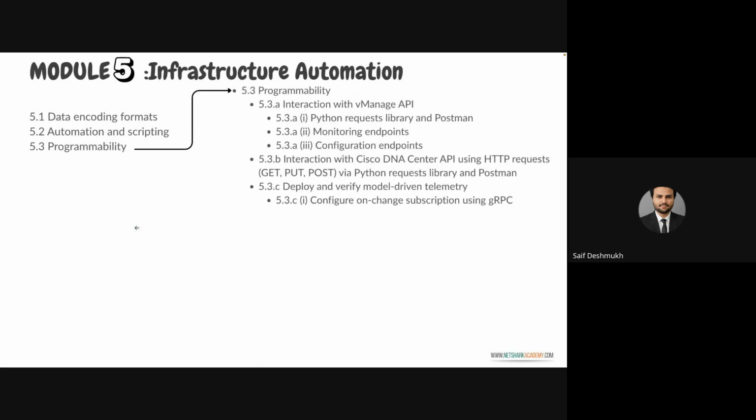Programmability: we'll see how to interact with the vManage API or Manager API using Python or using Postman. Okay, we'll see how you find out which endpoint to communicate with. A monitoring endpoint is there, a configuration endpoint. These are just like a door. If somebody wants to know the list of devices, they should send the API request to that door only. So if you want to find out about stuff about monitoring, you will be communicating with that endpoint.